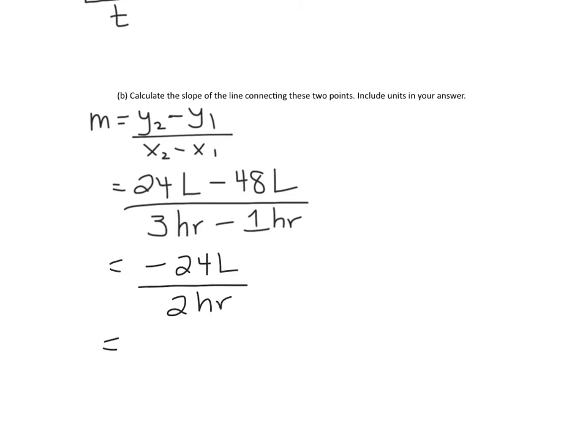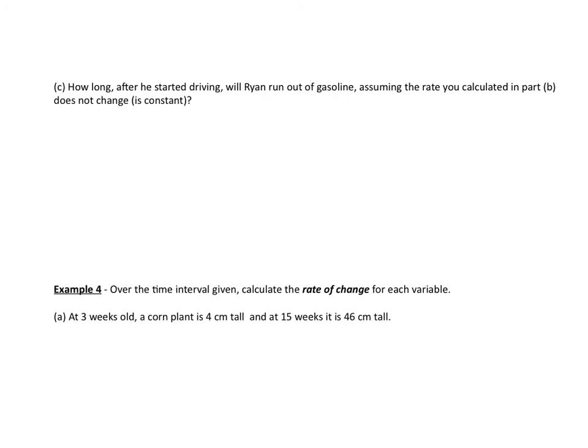And then if I divide that, it will divide out nicely. So negative 24 divided by 2 is negative 12, and my units are going to be liters per hour. So now that we have the value of our slope, which was negative 12 liters per hour, they want to know how long after he started driving will Ryan run out of gasoline, assuming the rate you calculated in part B is constant or does not change.